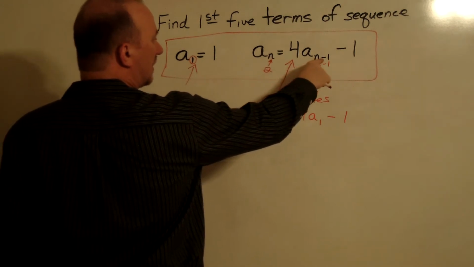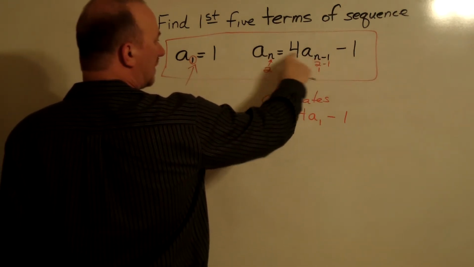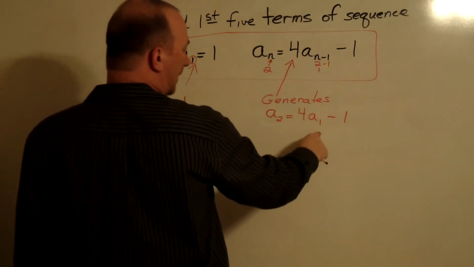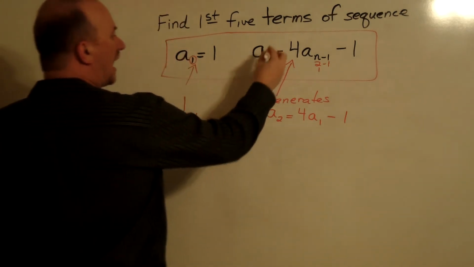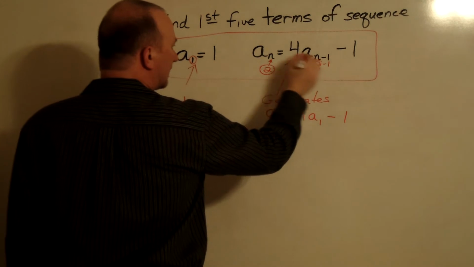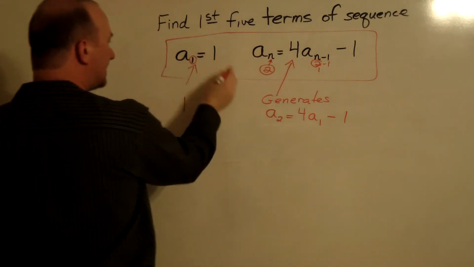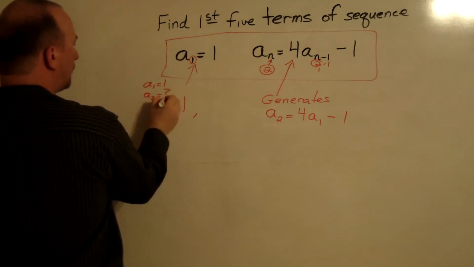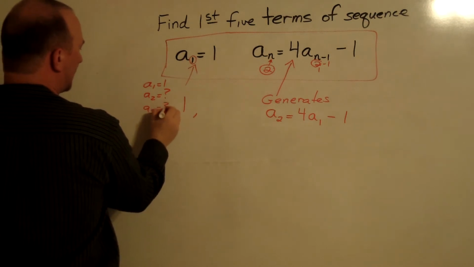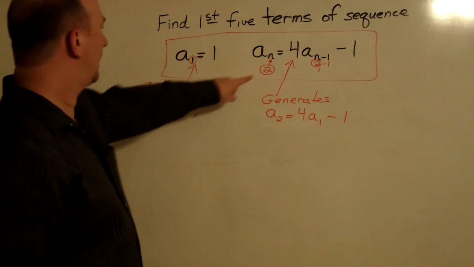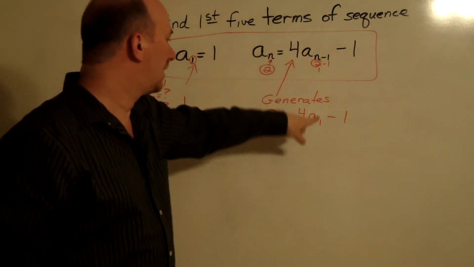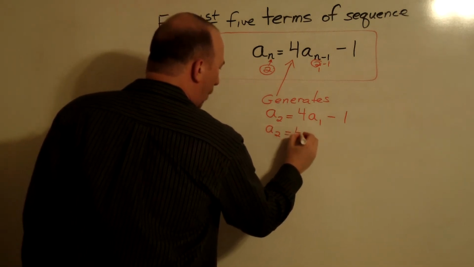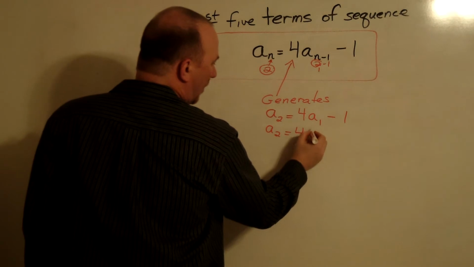If 2 goes in for n, this will become a 2, this will become a 2 minus 1, which really is a 1. And we are putting a 2 because we want the second term. We want A sub 2. A sub 1 was 1. A sub 2, we don't know. We don't know A sub 3. We don't know any of these. But what we're trying to do is to put in the 2, A sub 2 will equal, and this is what it will be. So we know A sub 2 will equal 4 times A sub 1.